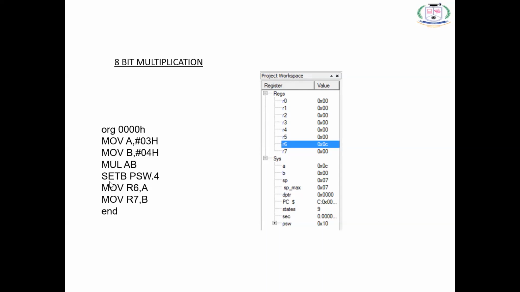Okay, SETB. We all know it is a Boolean instruction. SETB means set the bit. Which bit do I have to set? I have to set the 4th bit of the program status word. You all know the program status word. What is the purpose of the program status word? The program status word will reflect the flag register.